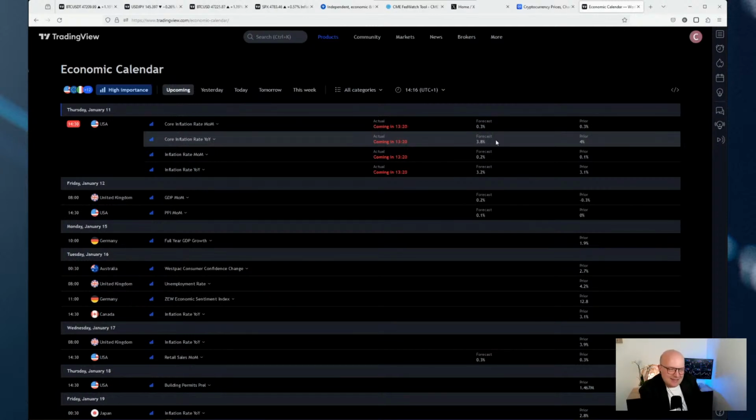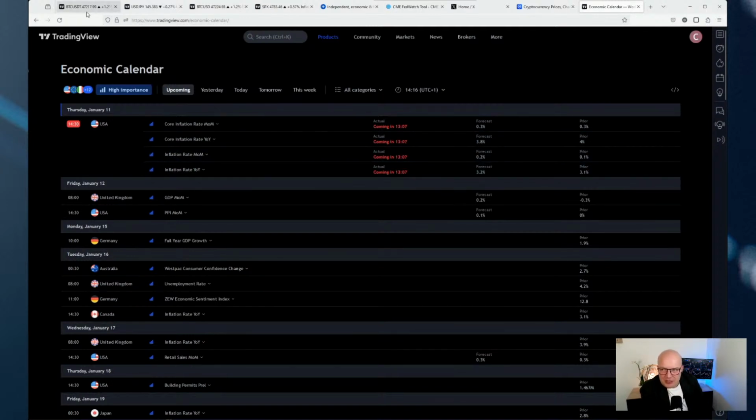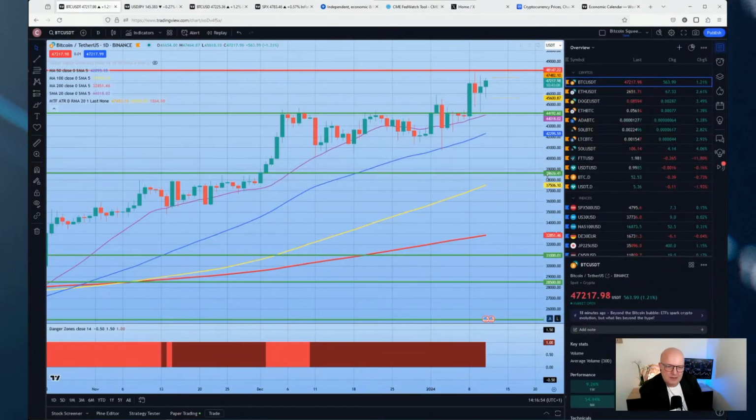Should this data come in better than expected, so core inflation better than 3.8% and the general inflation rate better than 3.2%, then we could potentially see a very positive move on the market. That would potentially mean Bitcoin up for sure. We don't know yet how much this is going to be influenced today by the ETF trading.